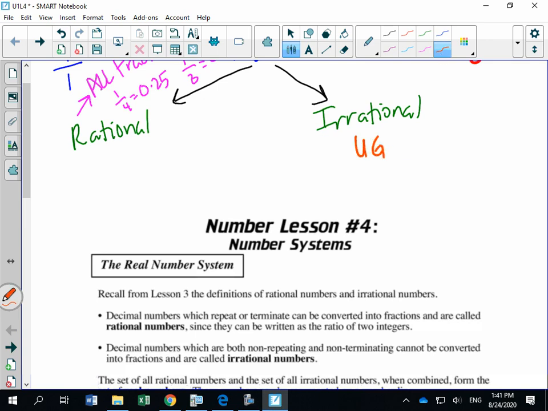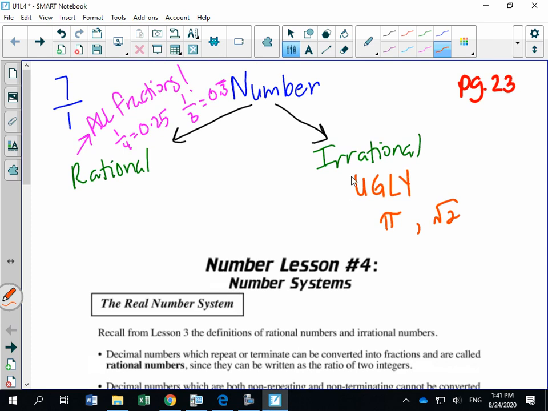The irrational numbers, to review from lesson 3, are the ugly numbers. So what's ugly? I told you pi is ugly and the square root of 2 is ugly. These numbers, their decimals never terminate, they never repeat, and they can never go into fractions. So that's all you need to know about irrational numbers.